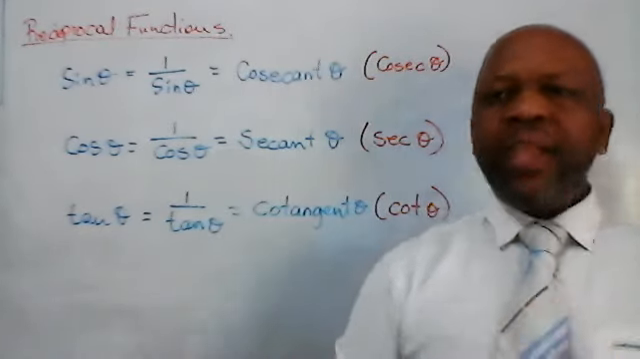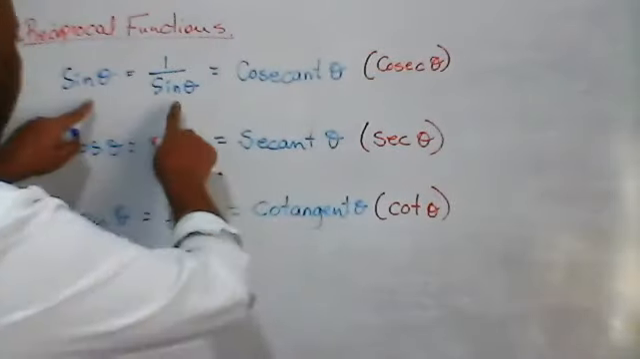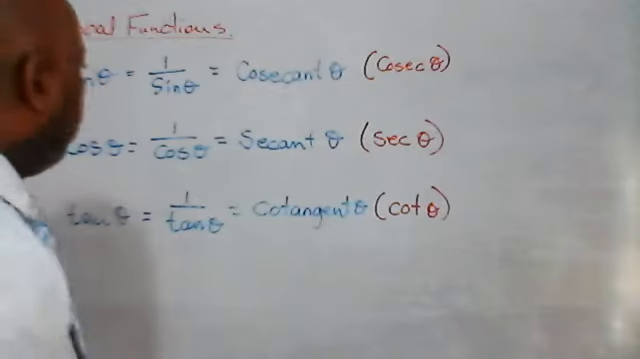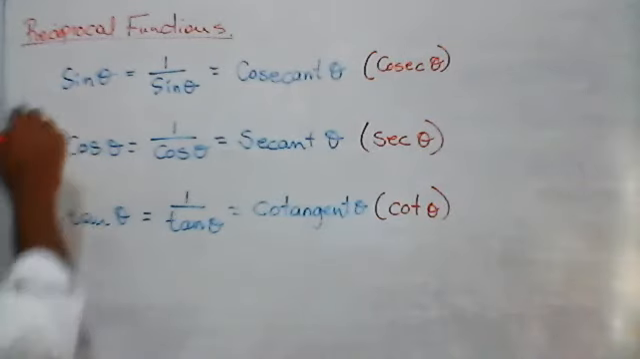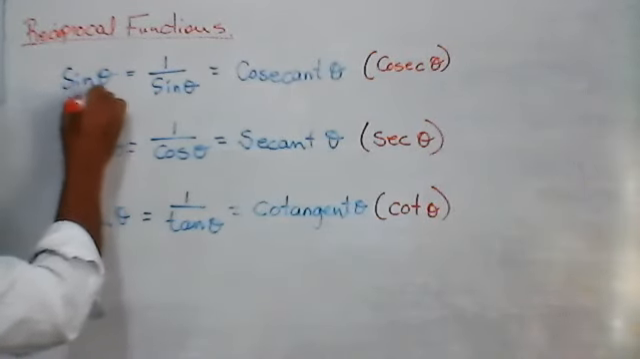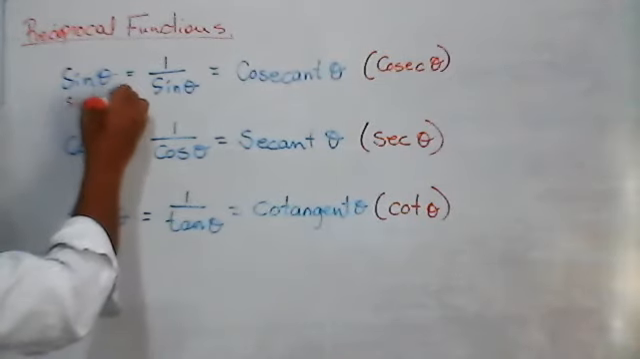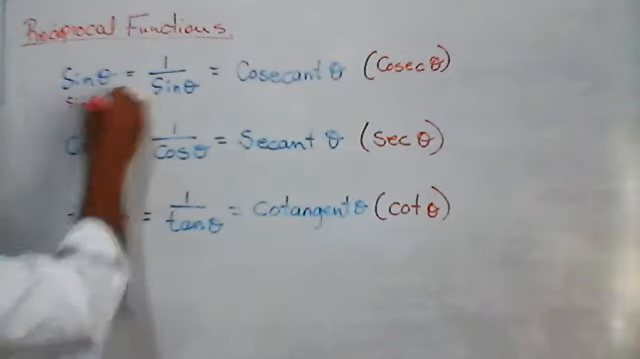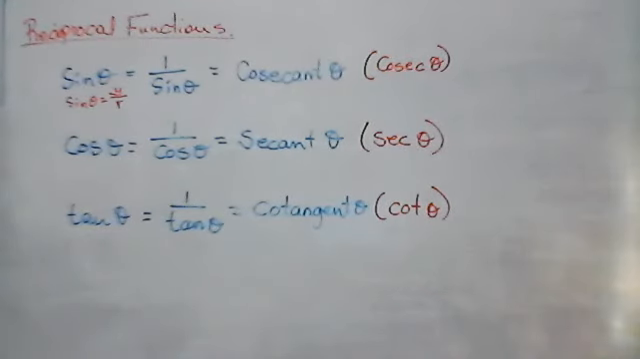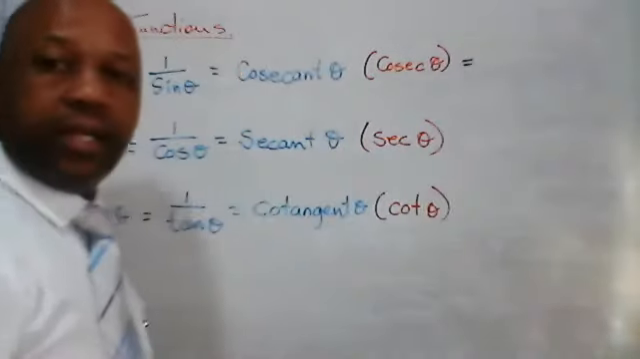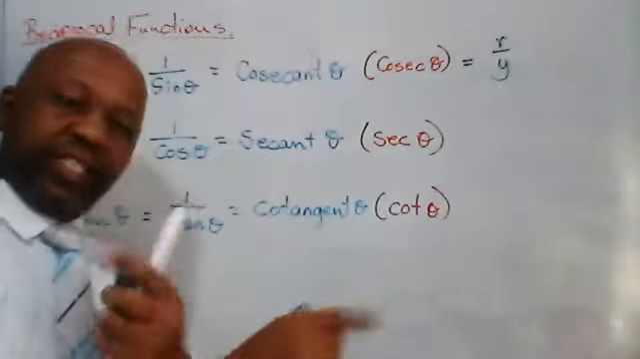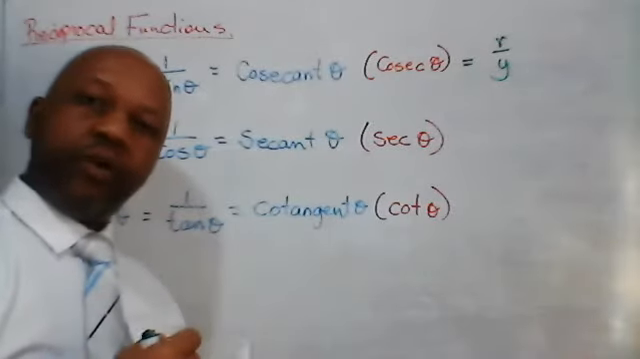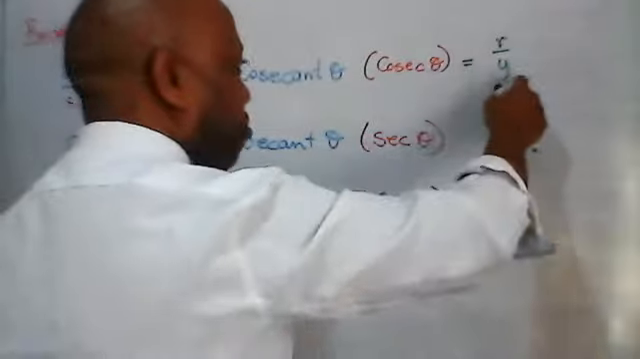Okay. Remember that in terms of our right-angled triangle, we defined the sine of theta. We said sine theta was equal to y, which was the opposite, over r, which was our hypotenuse side. Therefore, cosec theta is equal to r over y, reciprocated. Sine was opposite over hypotenuse. Cosec will be hypotenuse over opposite, or r over y.